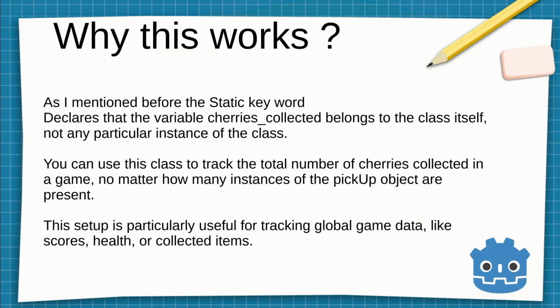Why does this work? As I mentioned before, the static keyword declares the variable cherries_collected belongs to the class itself, not any particular instance of the class. You can use this to track the total number of cherries collected in a game, no matter how many instances of the Pickup objects are present. This setup is particularly useful for tracking global game data like scores, health, or collected items.